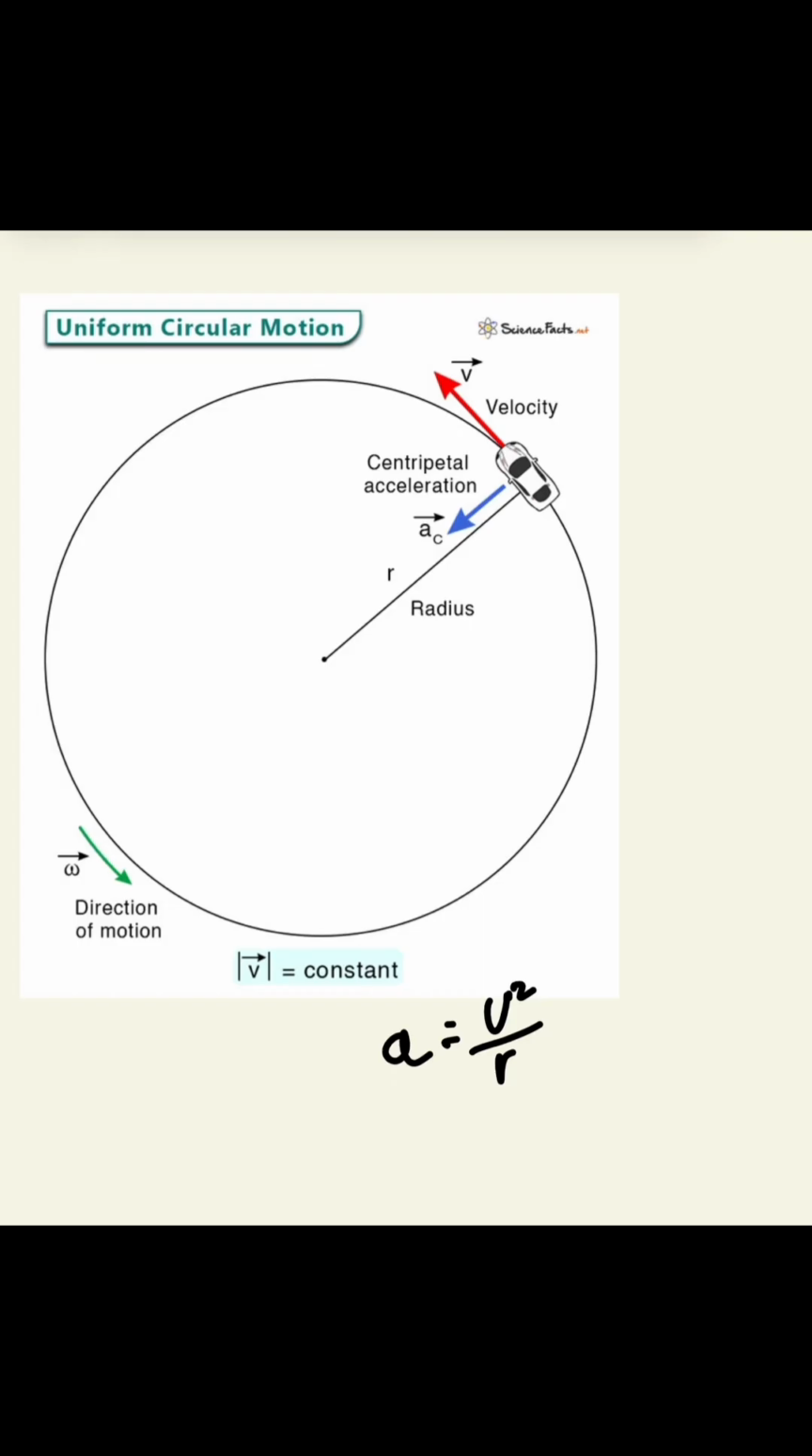Okay, now centripetal force. By Newton's second law, acceleration requires a net force. The net force producing centripetal acceleration is called centripetal force. It also points towards the center of the circle at all times. Okay, so the formula for centripetal force is equal to mv squared over r, F = mv²/r.